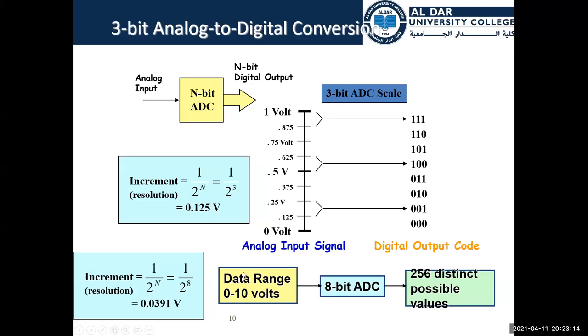So for the data range between 0 and 10 voltages with an 8-bit analog to digital converter, we have 256 possible distinct values. So we need to not divide 1 by 2^8 to get another value, because this is going to have 10/2^8, and the accuracy will be higher than using 1 voltage.